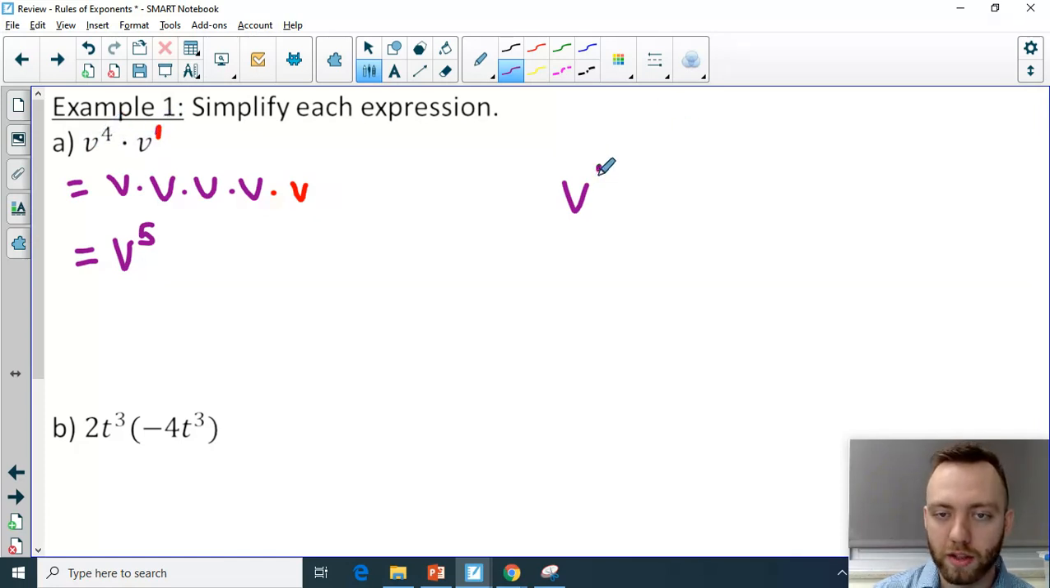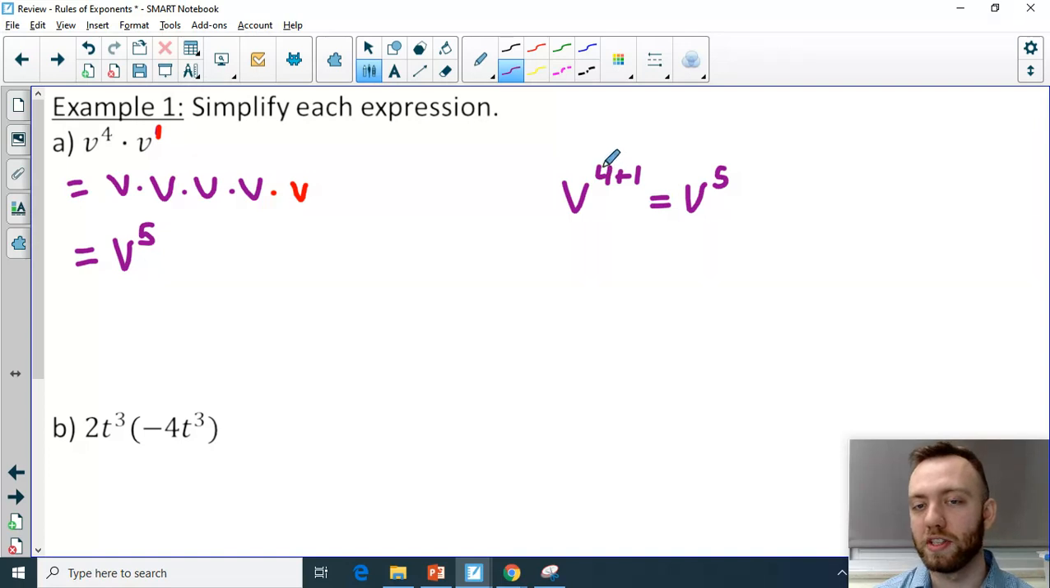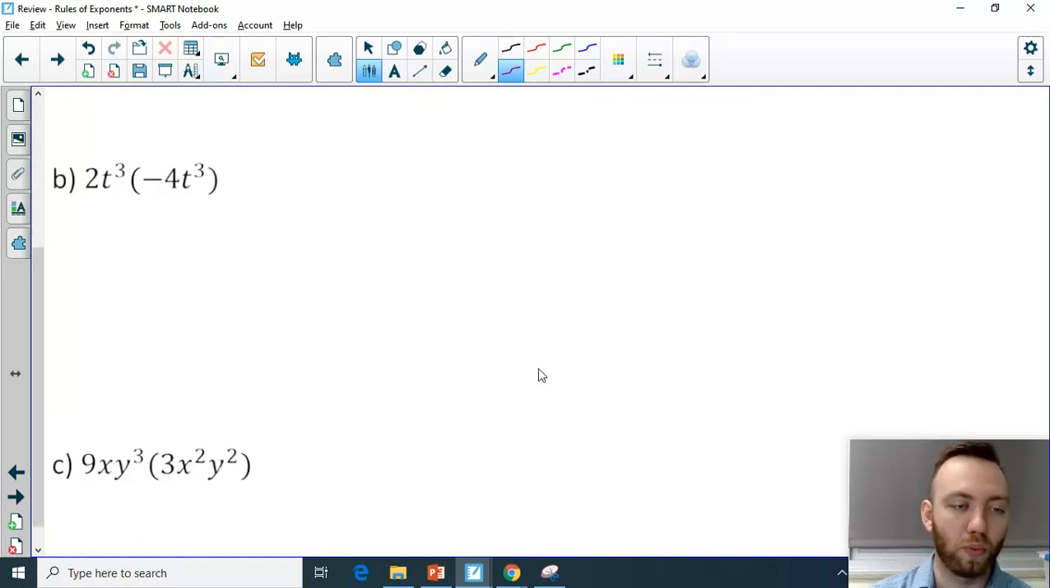So really, it's going to be v to the 4, and then plus that invisible exponent, an invisible 1, which is v to the 5th, right? Once we get comfortable with these pretty fast, what I like to think is that if we have 4 v's and I'm multiplying another v, then we're going to end up with v to the 5th. And so you might not need to do this 4 plus 1 work.